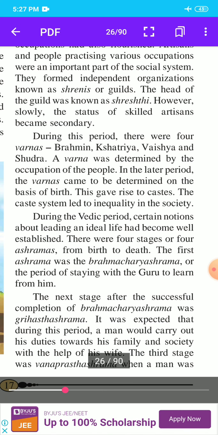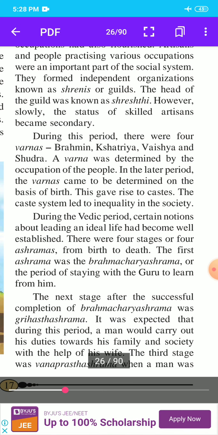The next stage after the successful completion of Brahmacharya ashram was Grihastha ashram. Which is the first ashram? Brahmacharya ashram. Then the second is Grihastha ashram. Grihastha means home. It was expected that during this period a man would carry out his duties towards his family and society with the help of his wife.